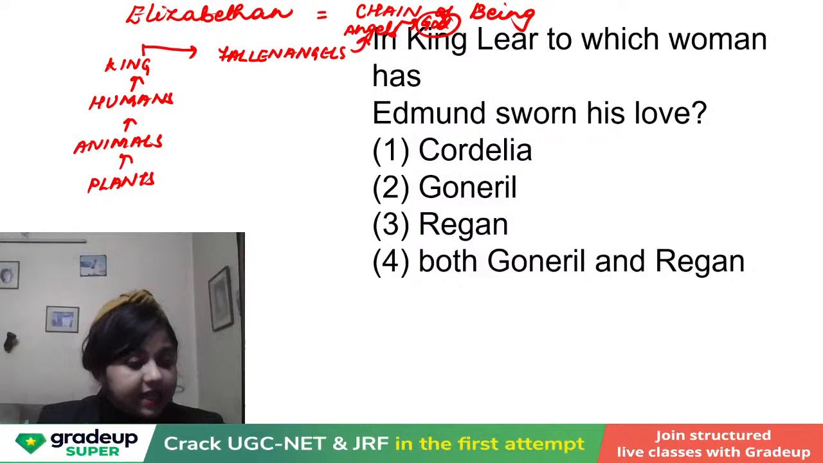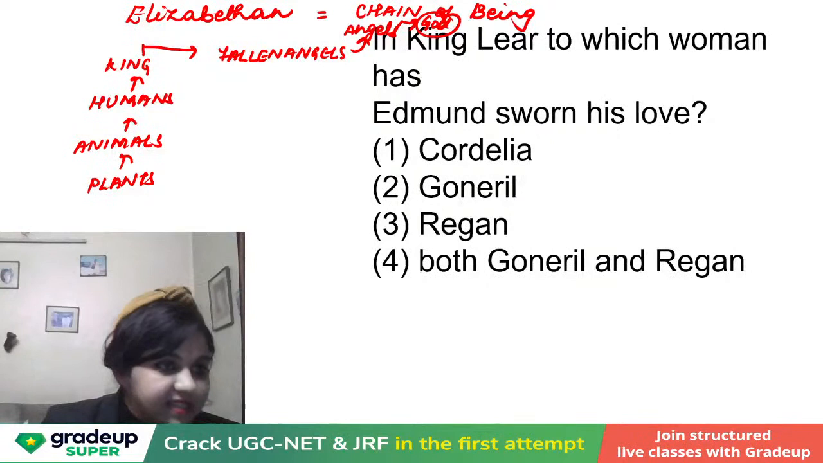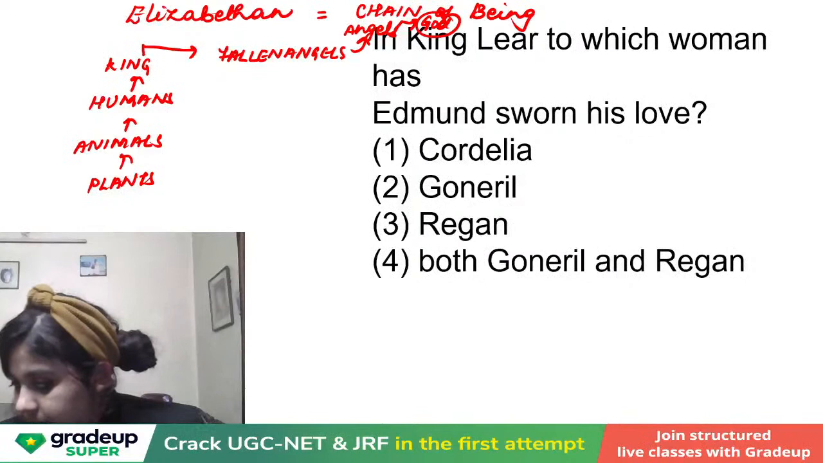Yes, of course. Nida, it will be very helpful if you could raise this doubt via the Gradeup doubt platform. Otherwise, I will make a note of this. Don't worry about it. Okay?